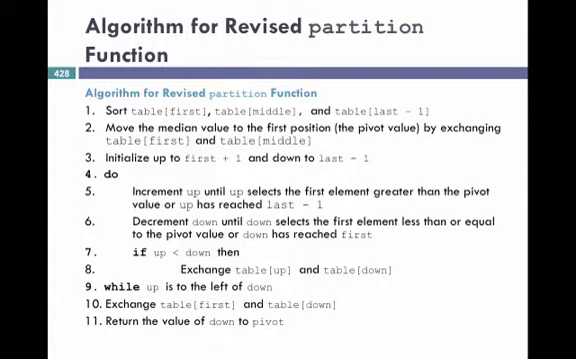So here's the revised partition function, where we look at the values at three locations, and we move the median value to the first position by exchanging it with table sub first. We initialize up and down, and we go ahead and do our adjustments around the partition value.